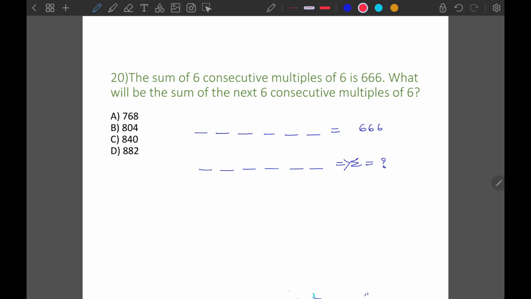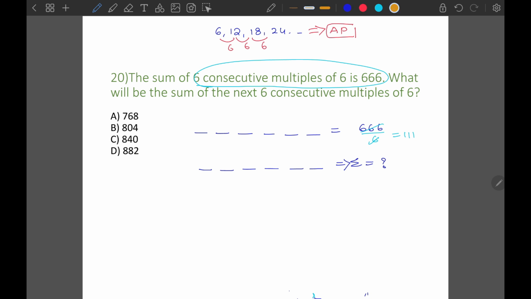Okay. Firstly, here it is given that the sum of the 6 numbers is 666, so the mean will be 111. And it is given that these are consecutive multiples of 6, that is, the difference between every two numbers in the series is 6. Let us take an example. This is consecutive multiples of 6, so the difference between two numbers is always 6. So we can say the given series is an arithmetic progression. So the middle number will be the mean.